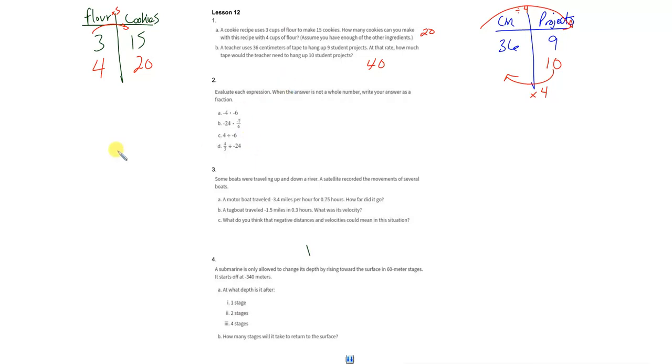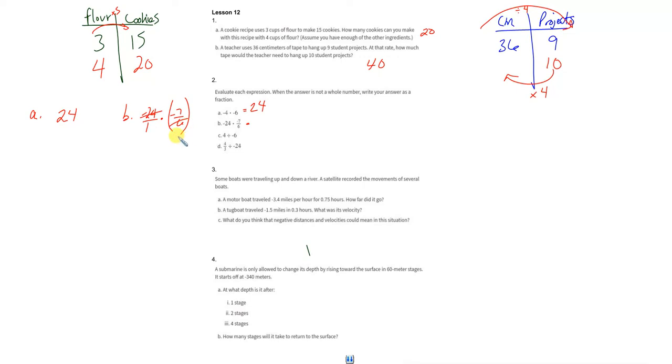Number 2, we've got to evaluate these answers and write it as a fraction if it's a fraction. So let's knock these out. Number 2, A. Negative times a negative is a positive, so 4 times 6, that gives us 24. So that one equals 24. Alright, B. Negative 24 over 1 multiplied by negative 7 over 6. It's a negative times a negative, so this is going to be positive.